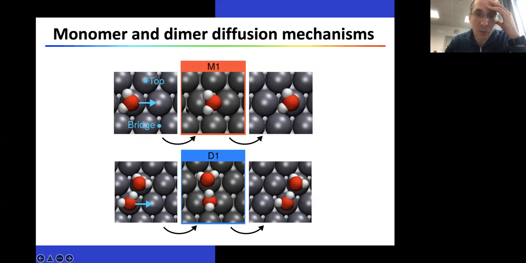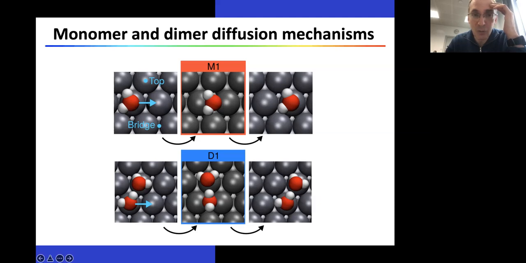And so if you ask how does a single water molecule bond to a close-packed metal surface, in this case a palladium surface, then the molecule likes to lie flat on the surface, directly above one of the surface metal atoms. And you can then ask, well, how does the molecule diffuse?